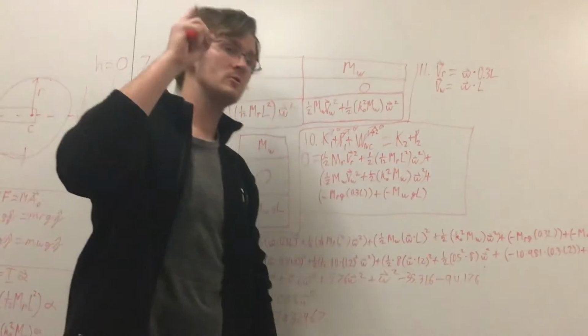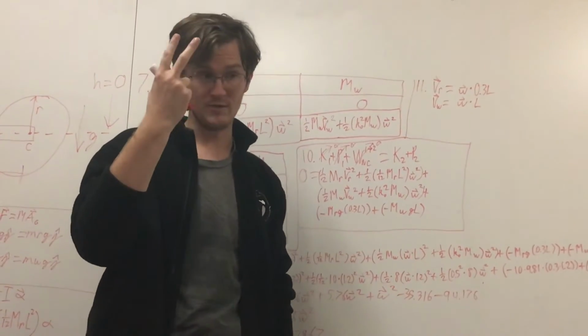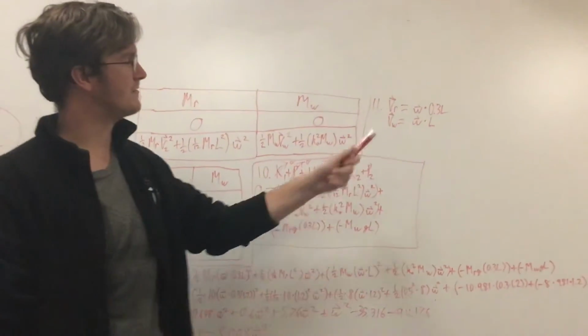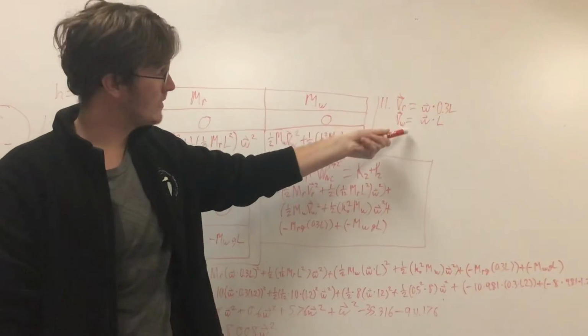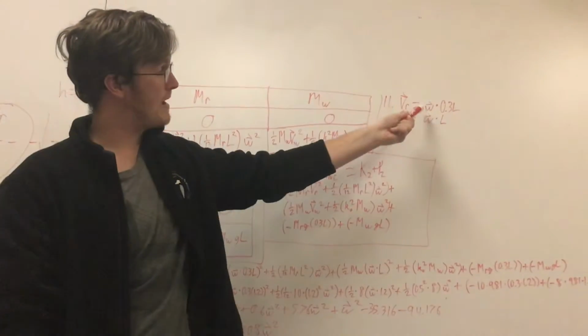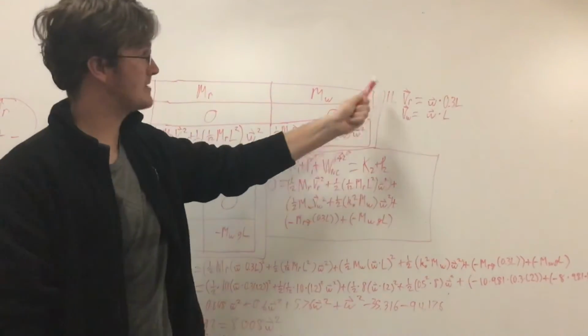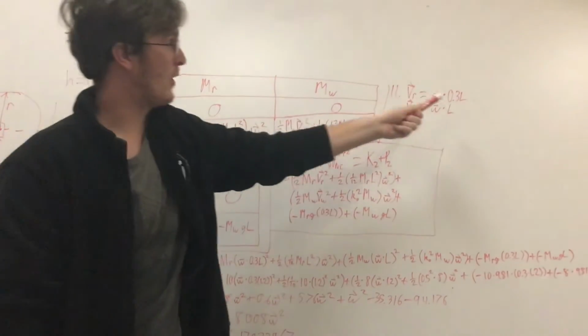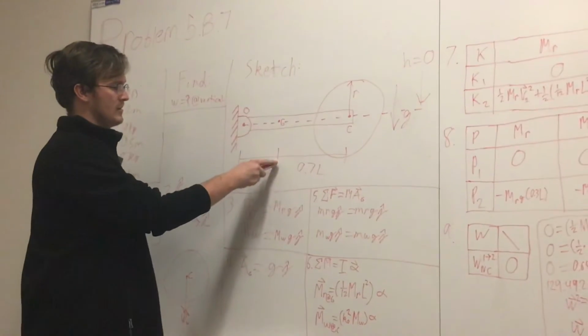Now we do need technically two equations of kinematics. All we simply need is the velocity for the rod and the velocity for the wheel. That's pretty simple. All it is is omega times the distance. So it's omega times 0.3 and omega times 0.7L. Once again, that 0.3 is because we put RG here at that 0.3 spot.